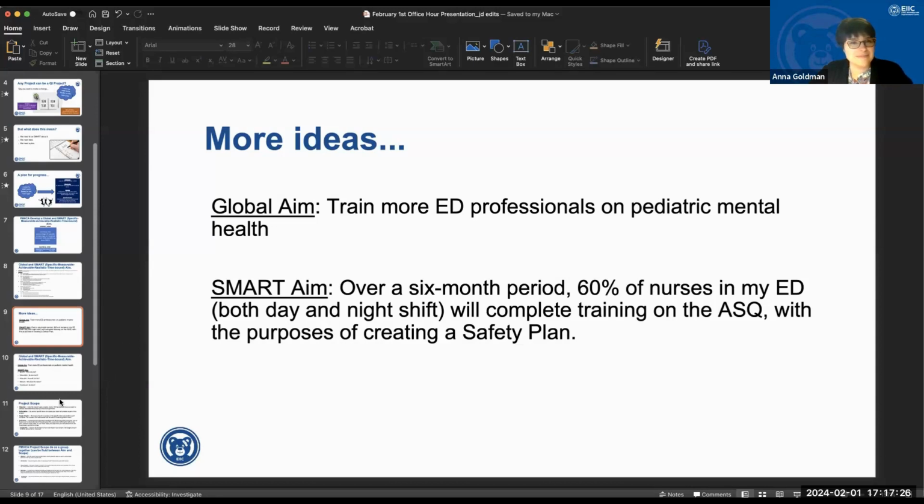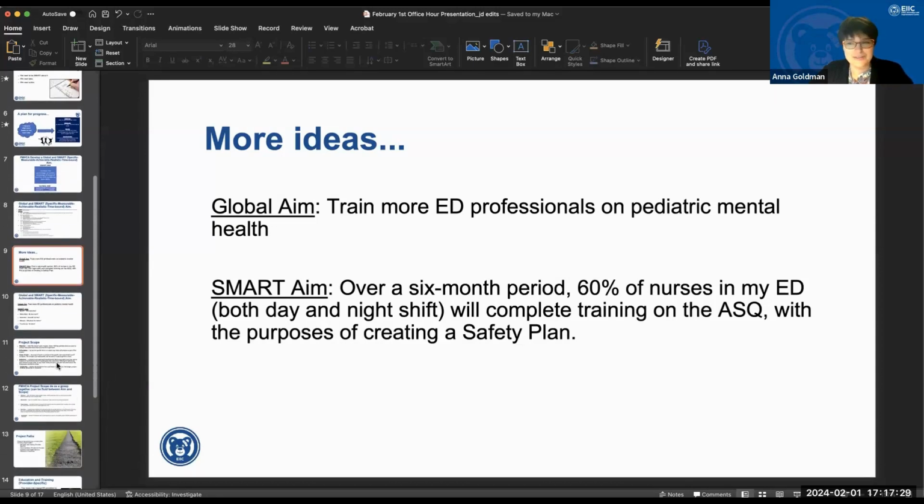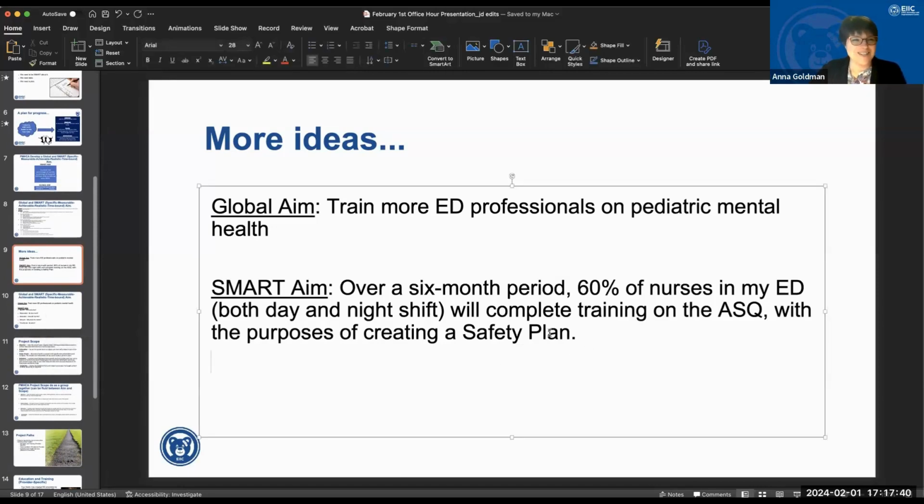Okay, well, Jen, we are at the good timing. We have 10 minutes left, but tell us if you like the SMART aim that we created. I think this team has done an outstanding job.